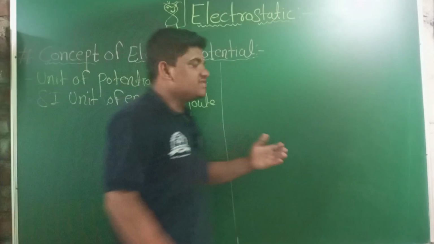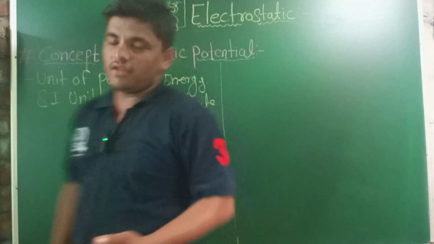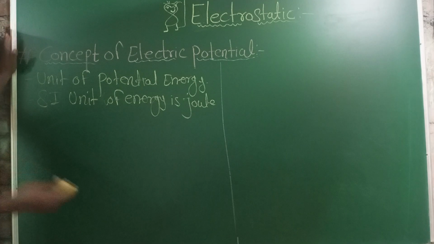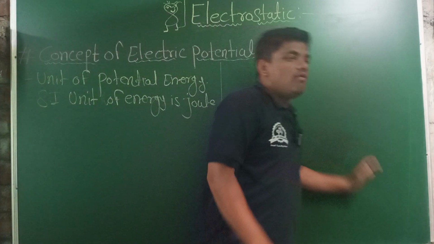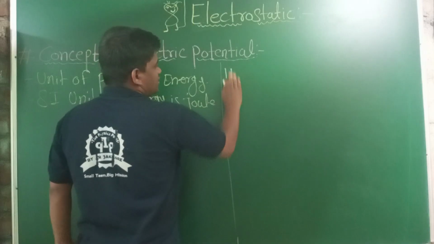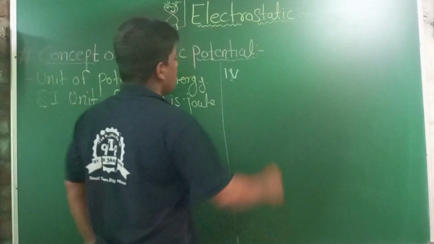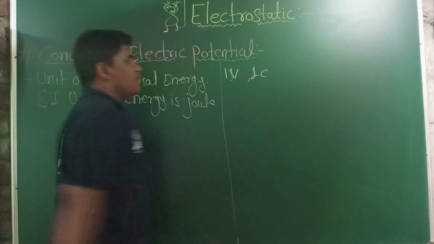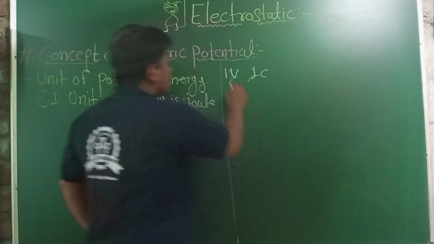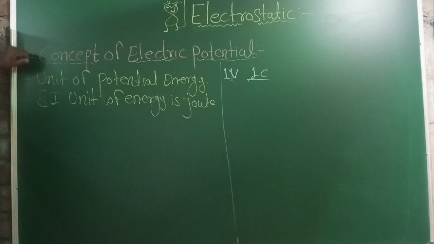1 joule of energy is stored in a charge of 1 coulomb moving through a potential difference of 1 volt. When a unit charge of 1 coulomb moves from its initial position to its final position across a potential difference of 1 volt, the energy stored in the 1 coulomb charge is 1 joule.